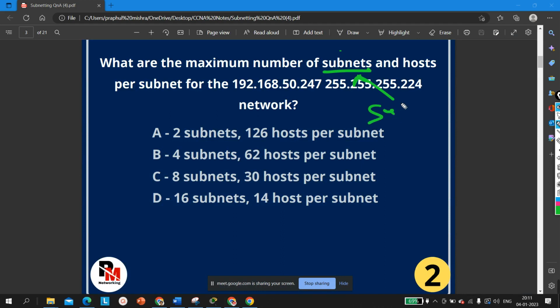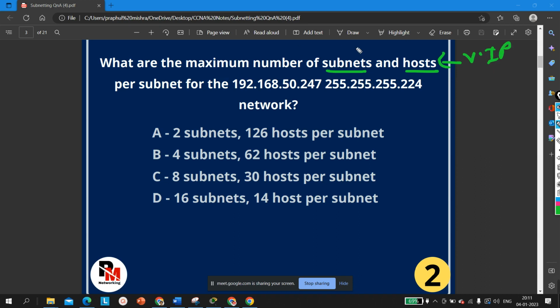Subnet means sub network. Whatever network you get after performing subnetting, we call that network a subnetwork, or in short, subnets. So subnets means number of networks. What is the maximum number of networks, or subnets? And host means valid IP address. This one is a valid IP address.